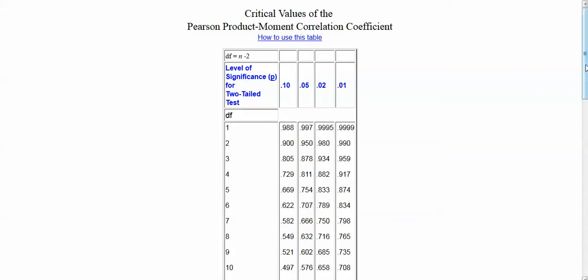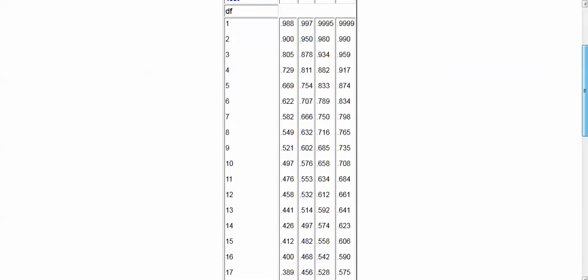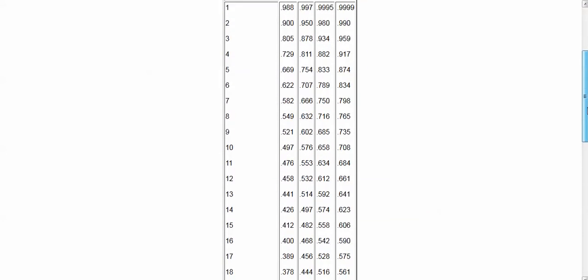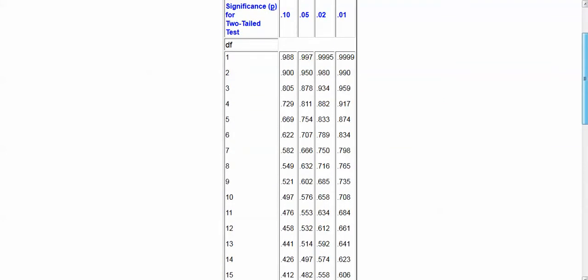So if I told you that the sample size was 20, then the df would be 20 minus 2, and it would be 18. So we would use the 18th row, and then we would go to the 0.05 column, which is the second column over, and it would be 0.444. So for a sample size of 20, the positive critical value would be 0.444, and then the negative critical value would just be negative 0.444.